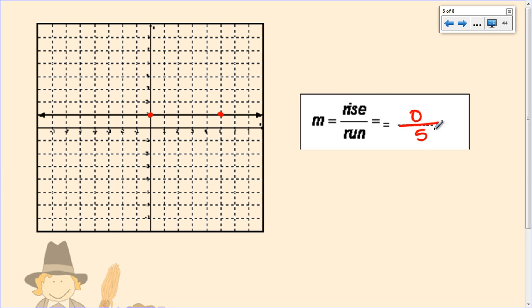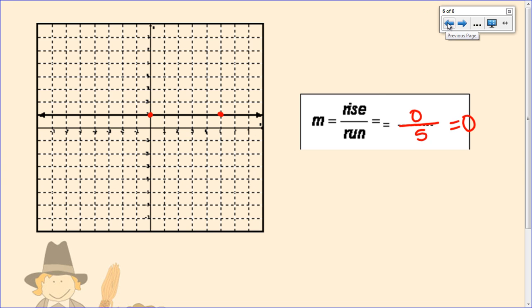Well, unlike the previous problem, I can take nothing and divide it into 5 equal groups because then everybody gets 0. I can divide 0 by a number. I just can't divide a number by 0. This is acceptable. This has 0 slope.